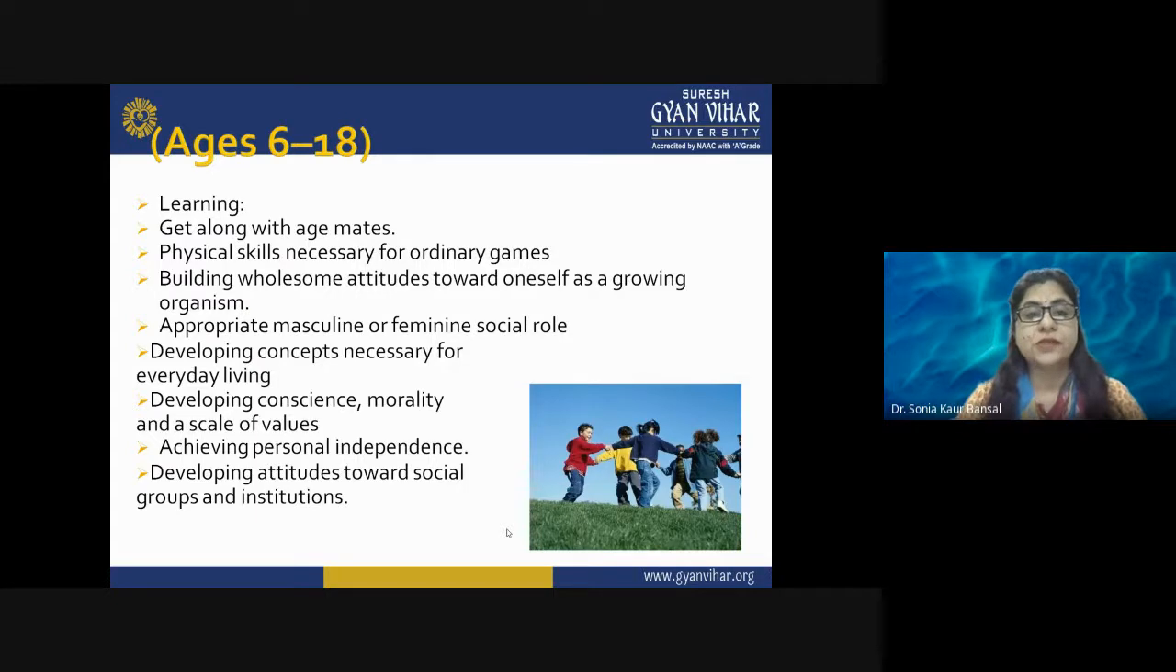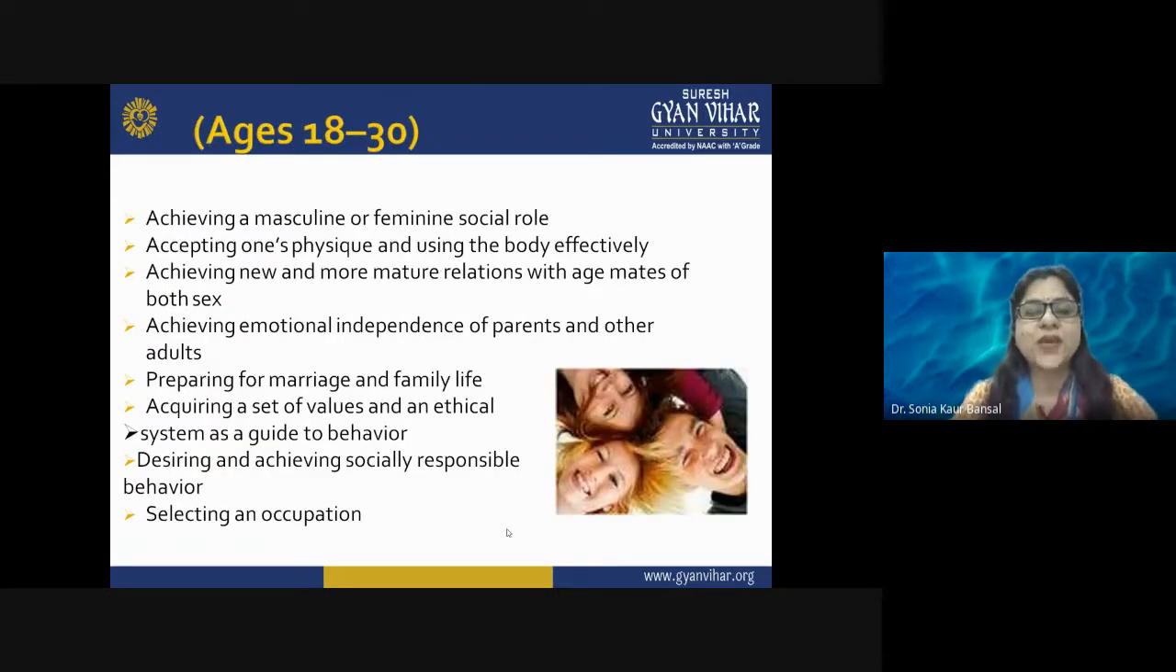Now, let's talk about age 18 to 30, what we expect from this age, what the human being must learn, what the human being must do. At this stage, we expect that human beings are achieving a masculine or feminine social role. Women are understanding what they have to do as women, and men are also understanding what they have to do as men in society. It is also related to accepting one's physique and using the body effectively. So achieving new and more mature relations with age mates of both sexes is actually expected to develop from this age.